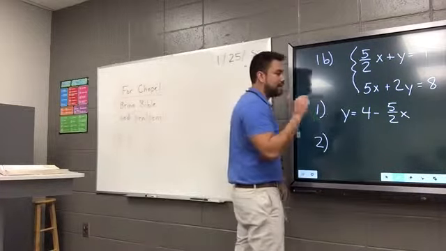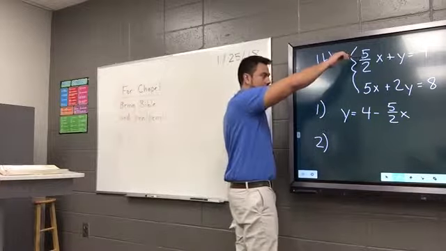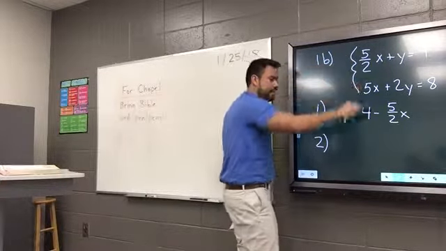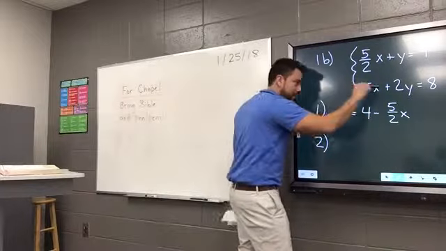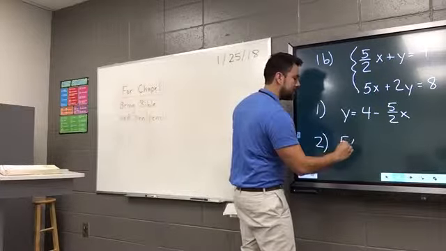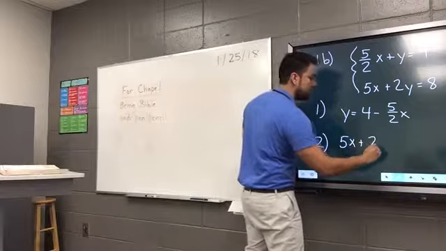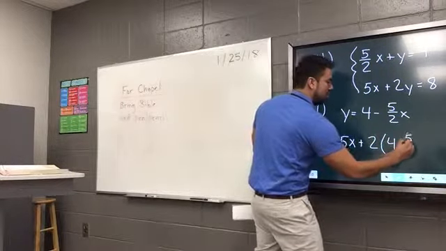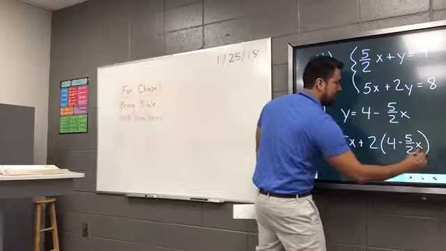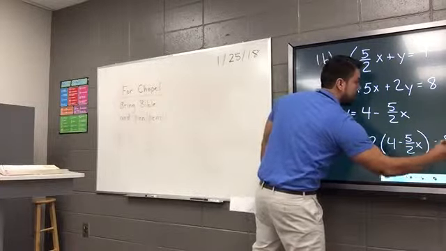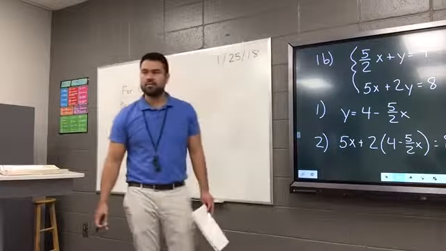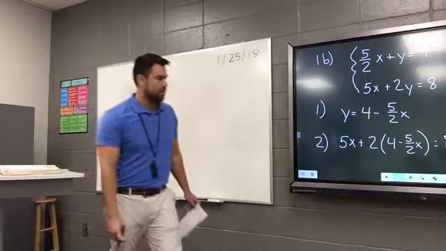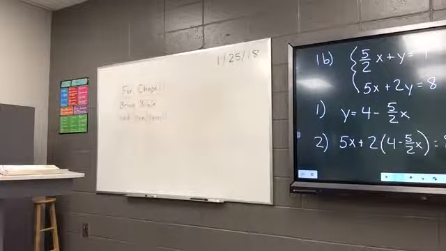All right. If I solved the first equation, where should I plug this in? The second equation. So I'm going to do that. 5x plus 2 times what? 4 minus 5/2 x equals 8. That could be a little bit tough, so we'll work it out if you need help. Do you see how I solved for the first y? What do I do here?